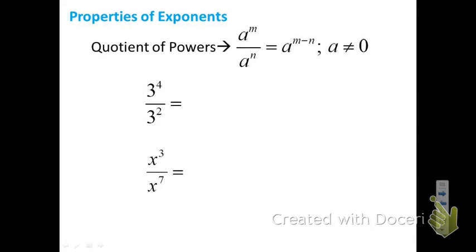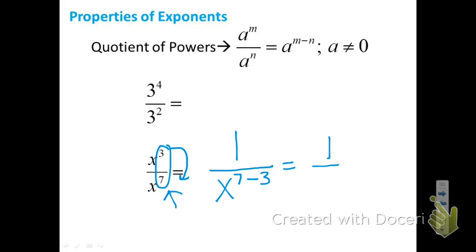Okay, on the second one, I did this intentionally. I wanted you to see what happens when the power is greater in the denominator. When it's greater in the denominator, then we're going to bring this down. And because we move across that division line, we still will subtract. So we have x to the 7th minus 3. Now we have to have something on top of the fraction. Because we've moved that base, we put a 1 there, and this leaves us with 1 over x to the 4th.